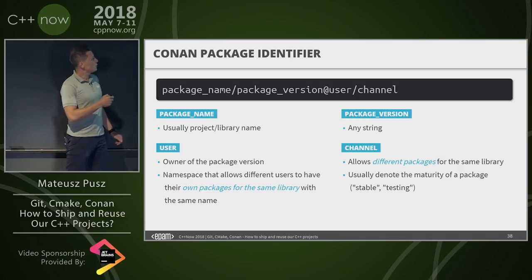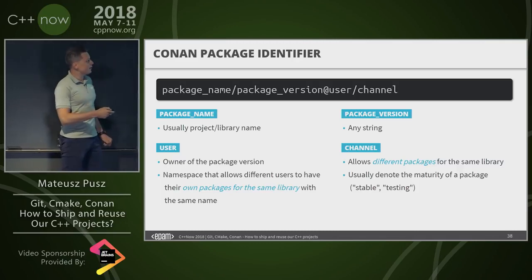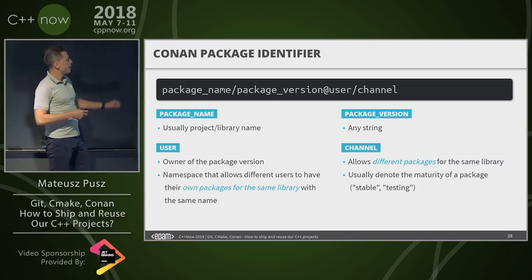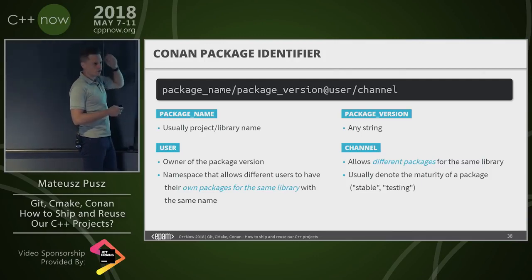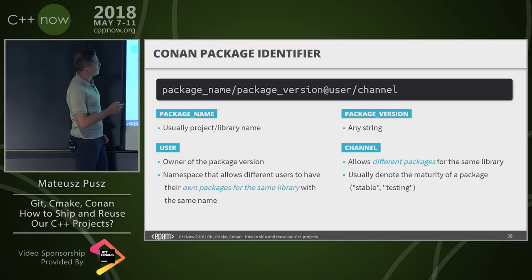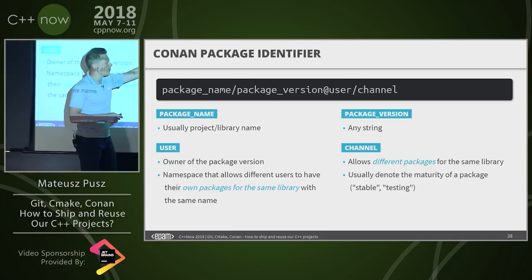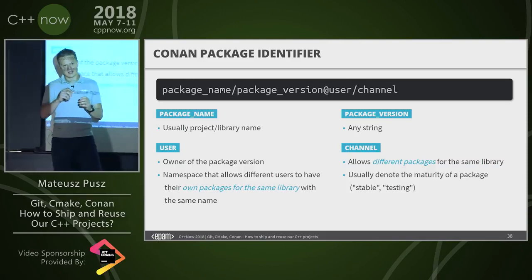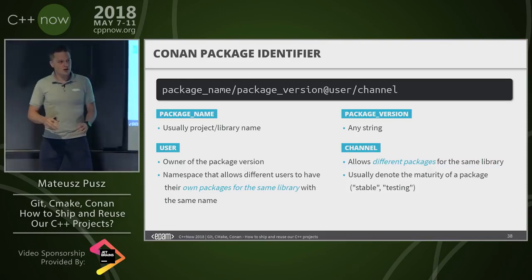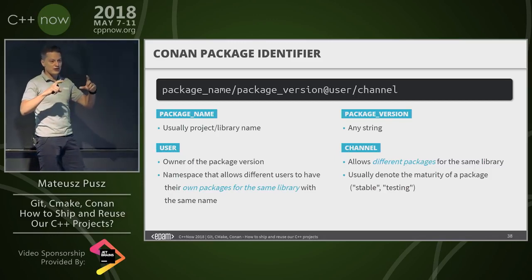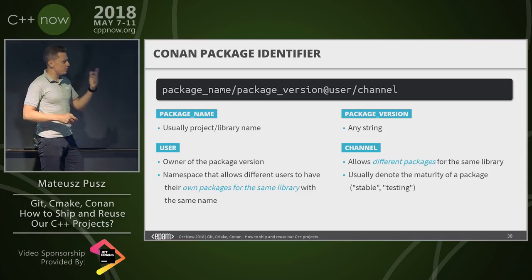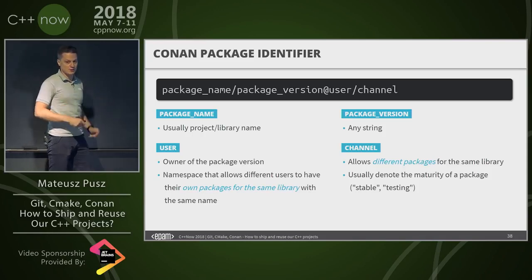And basically, to start working with Conan, you have to understand how the identifier looks and works. The first part of the identifier is the package name. Usually, it's the project or library you pack. Another part is the package version. It can be any string, but it's recommended to use a typical string of numbers with dots, because then you can use ranges of versions. But you can type things like RC1 or something like this if you need.